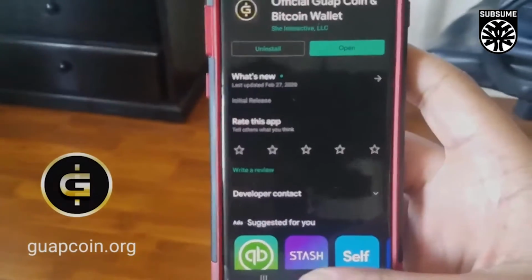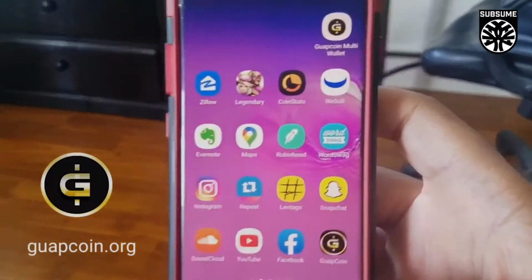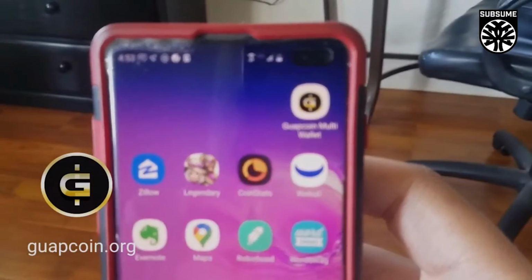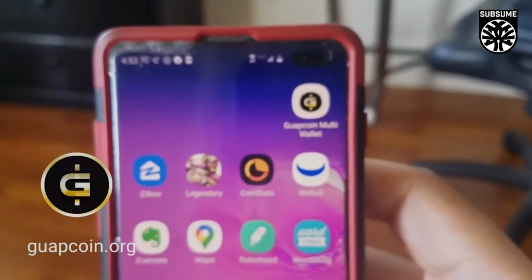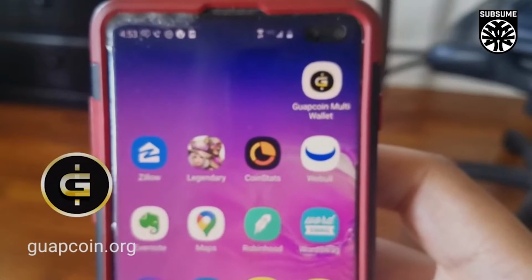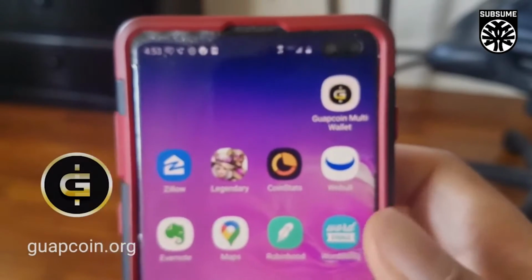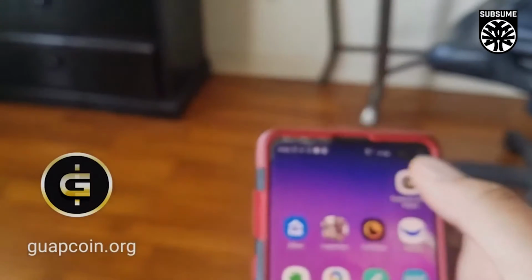So let's go ahead and go back to my home page here. And you're going to use this one up here. That's what the icon would look like, the GuapCoin multi-wallet. But other than that, let's go ahead and get that opened.